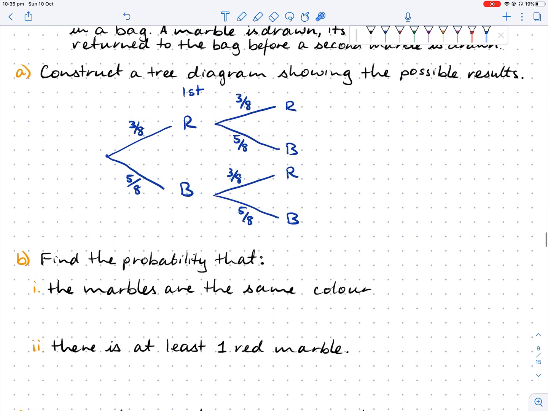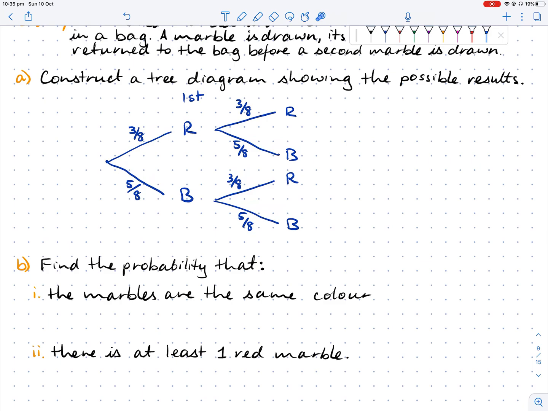So if we look at these questions, find the probability that the marbles are the same color. Now there's 2 possible options for that. We could have had both of them red or both of them blue. So what we need to do is look along this branch, calculate that probability, look along this branch and calculate this probability as well. And we want one of those options to occur. So we're going to work these out by multiplying along the branch, but then because we want to have 2 separate branches, we add the branches together.